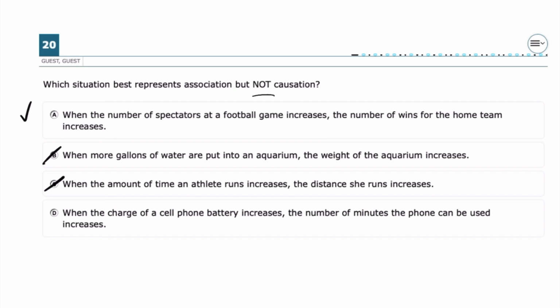And then letter D says when the charge of a cell phone battery increases, the number of minutes the phone can be used increases. And so again, that would be causation. The charge of a cell phone battery would cause you to be able to use your phone for more minutes. So that is causation, but that is not what we're looking for in our answer. We want one that is not causation, so we're going to go with letter A.